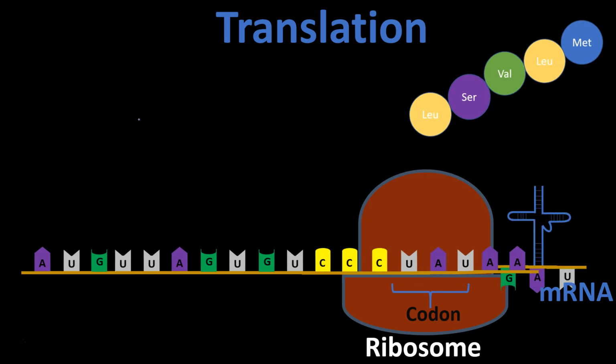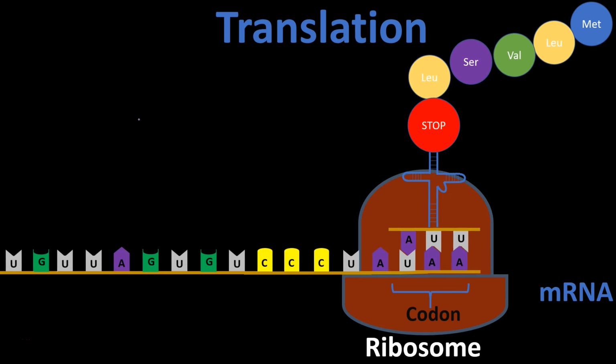And we get our chain. And the very last one is going to signal for a stop sequence. So it's going to signal the ribosome to stop the production of the protein. And then we have our protein. We have our amino acids. These could fold in on itself and make a protein, but it was signaled to stop.